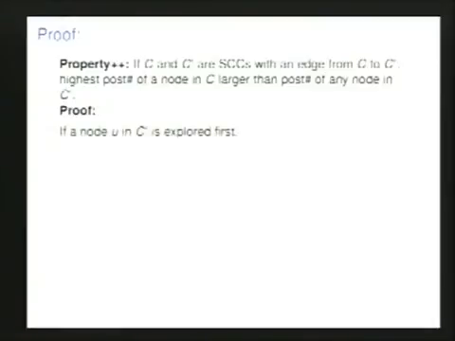If a node U in C or C prime is explored first, again we've got to think about properties of our algorithm. Our algorithm is depth first search. So in depth first search, we keep calling explore on things. At some point, we explore a node in either C or C prime. So let's assume we first explore a node in C prime. If we explore a node in C prime, that's the downstream one, right? There's C and C prime, which is upstream and downstream.